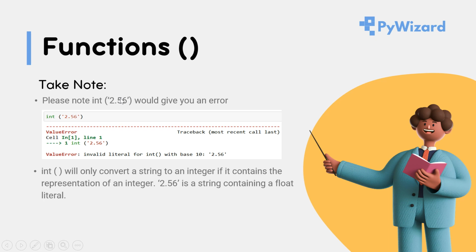But according to the rules of Python, you cannot pass a float literal to the int function. What is a float literal? A float literal is the string version of a floating point number. So if you try int of the string 2.56, or the string version of any floating point number, it will tell you invalid literal for int with base 10, which basically means that you cannot pass the string version of a floating point number onto the int function.